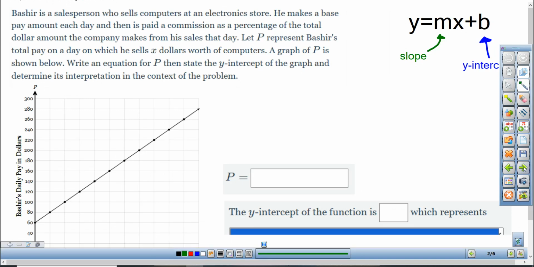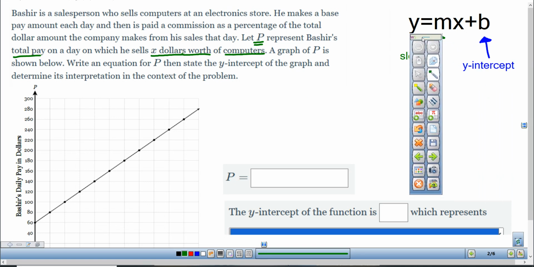Okay? Bashir is a salesperson who sells computers at an electronics store. He makes a base pay amount each day and then is paid a commission as a percentage of the total dollar amount the company makes from his sales that day. So P is going to represent Bashir's total pay, and then X is going to represent the dollars worth of the computers. So there's 2 different types of problems that are along the same line.